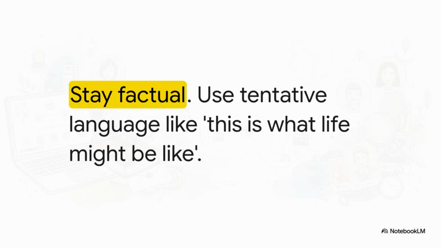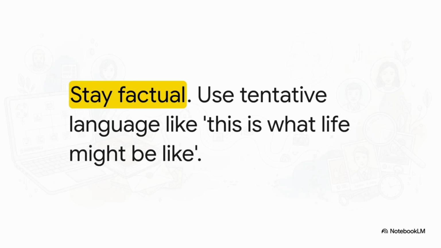Then we hit Step 4, providing your prompt. The absolute key here is to explicitly instruct the AI to stay grounded. You literally type, "stay factual." And because genealogy records almost always have gaps, you should also tell the AI, use tentative language, like, "this is what life might have been like." This is so incredibly important because it ensures you don't accidentally write fictional history. It lets the AI use historical context to bring the story to life while perfectly preserving the integrity of your ancestors' actual records.